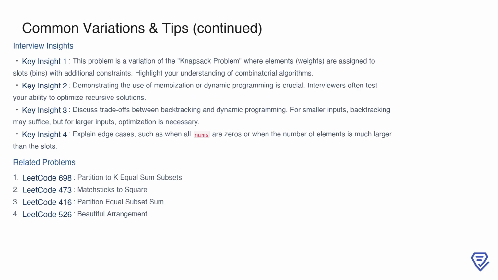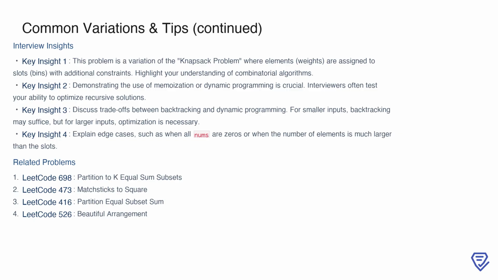When approaching this problem, it's helpful to view it through the lens of interview insights. For example, this challenge can be thought of as a variation of the knapsack problem, where elements, like weights, are assigned to bins or slots, but with additional constraints. Showing your understanding of combinatorial algorithms is a great way to impress interviewers. It's also important to highlight how you use memoization or dynamic programming to optimize recursive solutions. Interviewers often evaluate your ability to balance correctness with efficiency.